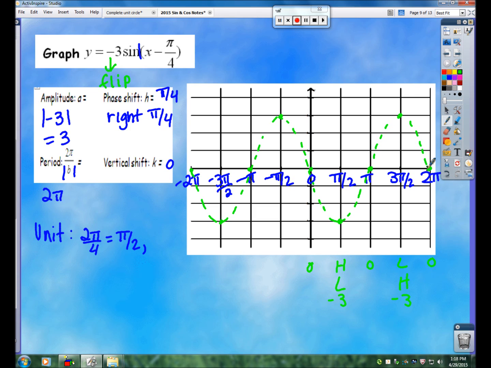Okay, so all of these points need to move right pi over 4. All right, now here's where it can get a little confusing. It's good to have different colors too. So we want to move each of these points. I'm going to start over here with this point. So it's going to move right pi over 4.